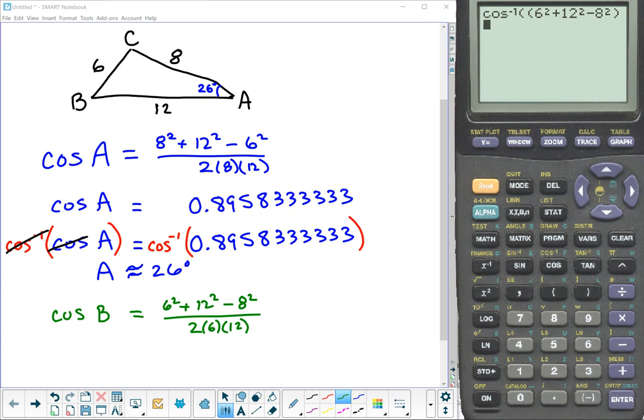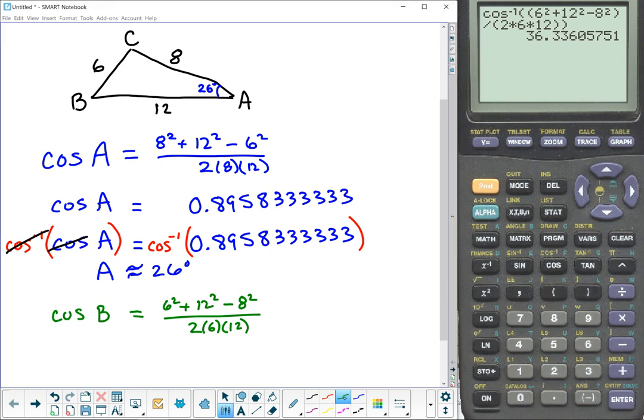And I don't have a partner for the one in front yet, so I'm going to have to wait on that. So divided by, and then on the bottom, I have 2 times 6 times 12. Close that parentheses off, and then you have to close that parentheses which matches the beginning, right? This parentheses matches that one, and that closes off the top and the bottom. And then that beginning parentheses with the inverse cosine, you need that one to match it up. So that gets you 36.33.